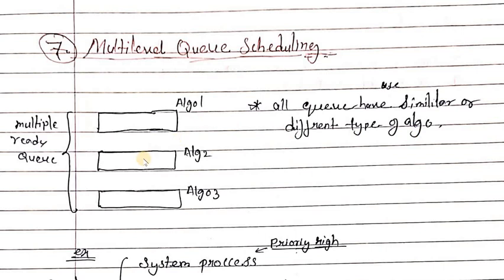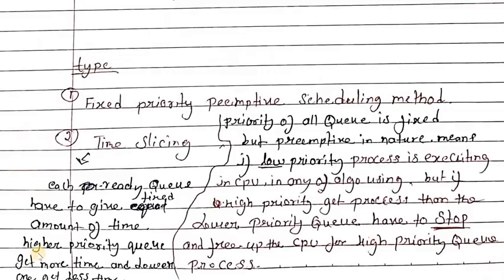The ready queue processes will be executed so that if the first queue gets high priority, then the first queue's processes will be executed first, then the second queue, then the third queue, on the basis of their priority. Here there are two types of priority-based scheduling. The first is fixed priority preemptive scheduling, and the second one is time slicing.